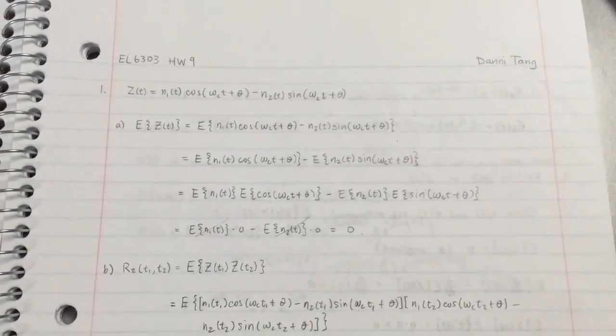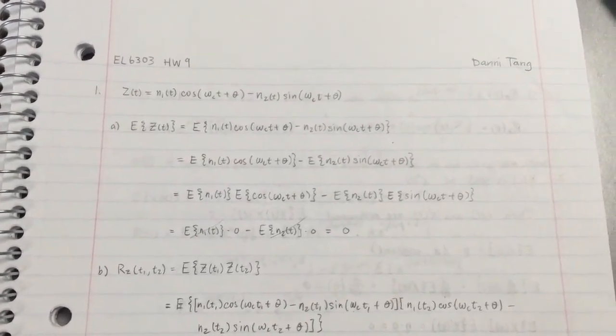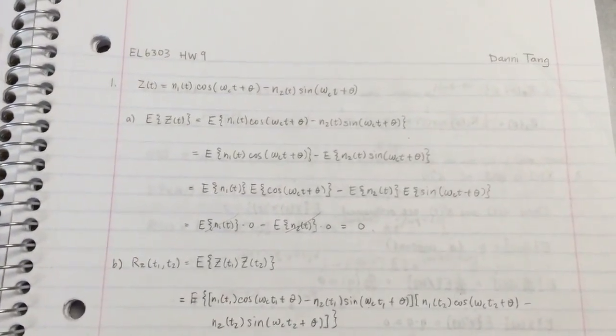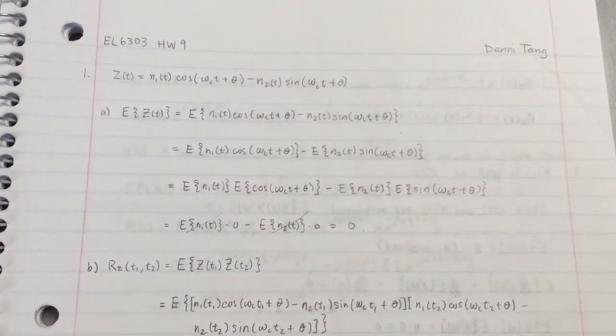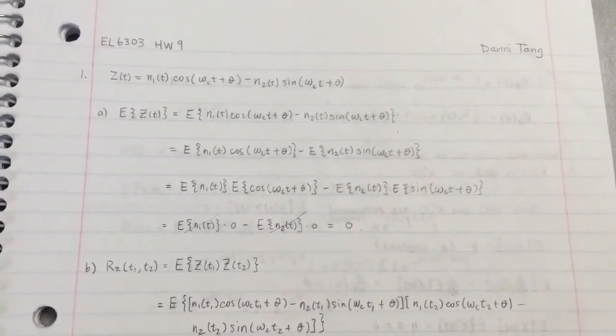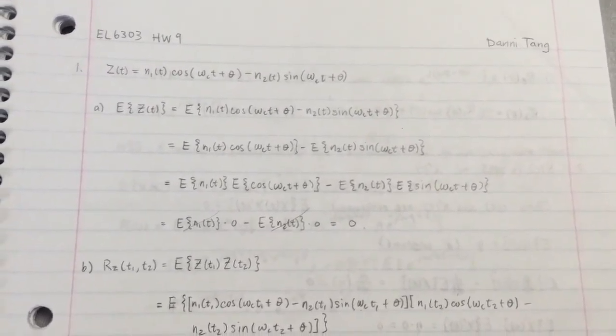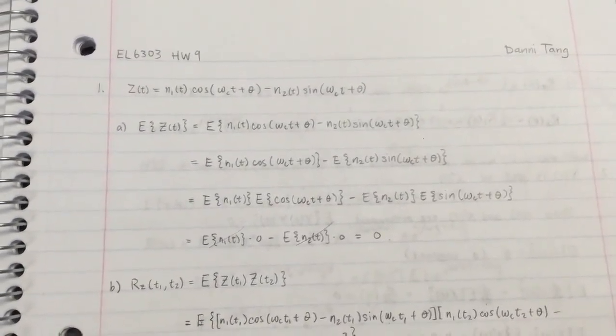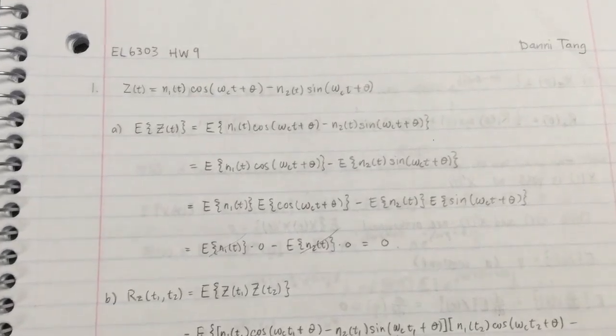This is Danny Tang. I'm doing the probability and stochastic processes homework 9, problem 1. Problem 1 gives us Z(t) is N1(t) cosine(omega_c t plus theta) plus N2(t) sine(omega_c t plus theta).